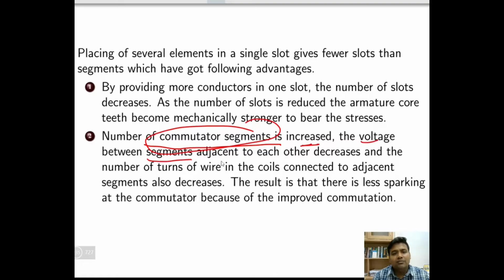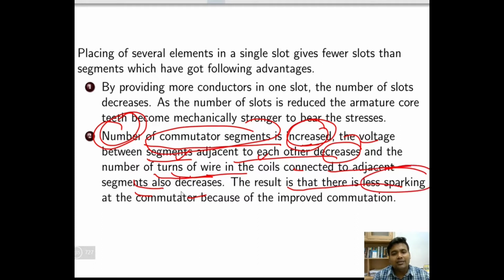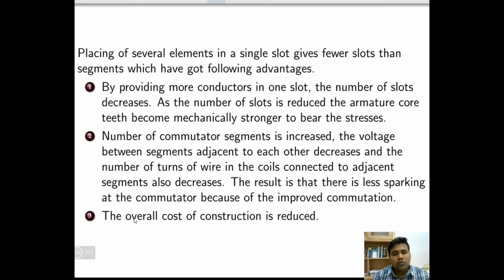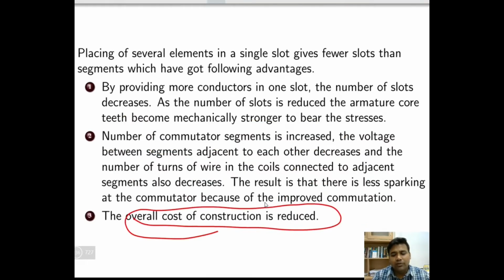The voltage between segments adjacent to each other will decrease, and the number of turns of wire in the coil connected to adjacent segments also decreases. So the commutator segment number is increased, the voltage between adjacent segments will decrease, and the number of wires in the coil connected to adjacent segments also decreases. As a result there is less sparking at the commutator because of improved commutation. Now, what is commutation? We will discuss it in more detail, but here you will understand that there will be less sparking and the overall cost of construction is reduced. So cost will also be reduced.